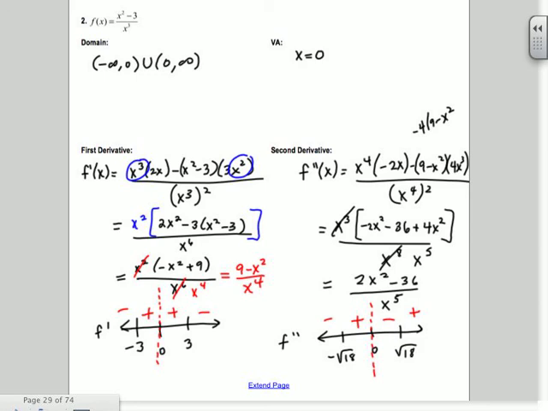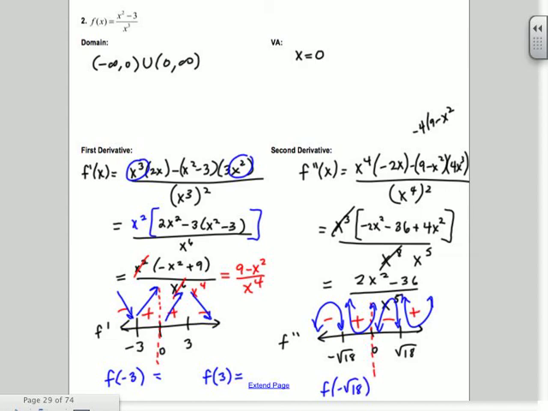Okay, so let's draw our arrows for the f prime. So down, up, down. And our concave up, concave down for f double prime. So down, up, down, up. And then we sketch all of this. Okay, we're going to need to know what f of negative 3, f of 3, f of negative square root of 18, and f of square root of 18 are. So the easiest thing to do is put it into your table.